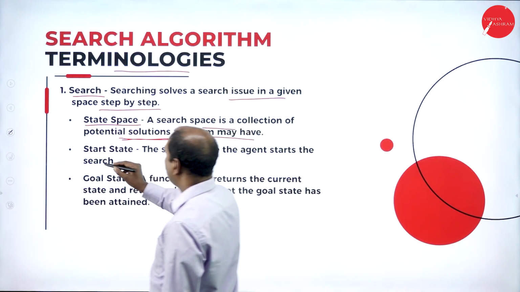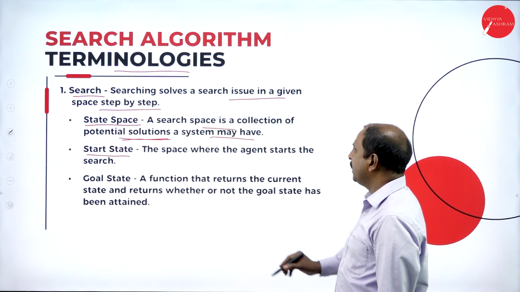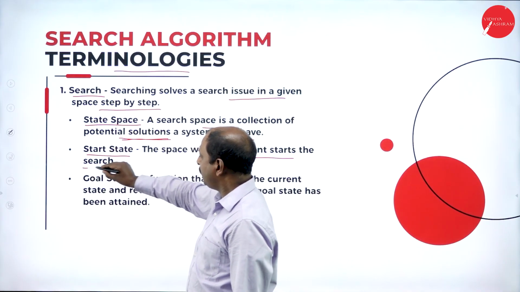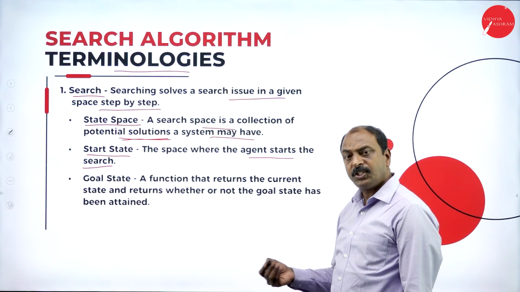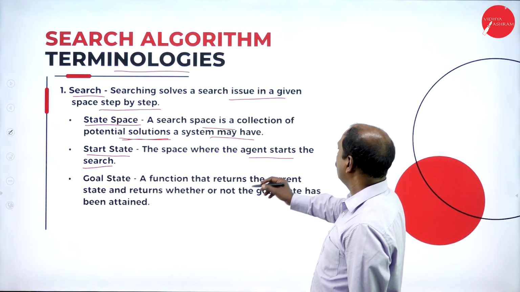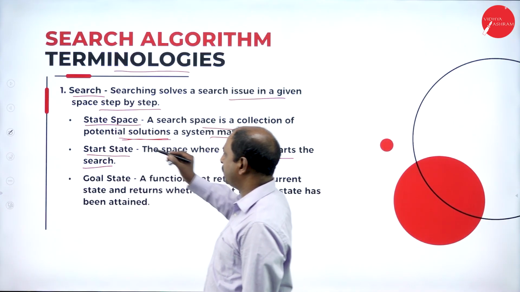Next one is start state. What is the meaning of start state here? It is a space where the agent starts the search. The agent is a component of AI. It has to search for a particular solution. So it has to start from the agent, start the search. So that is the state called start state.